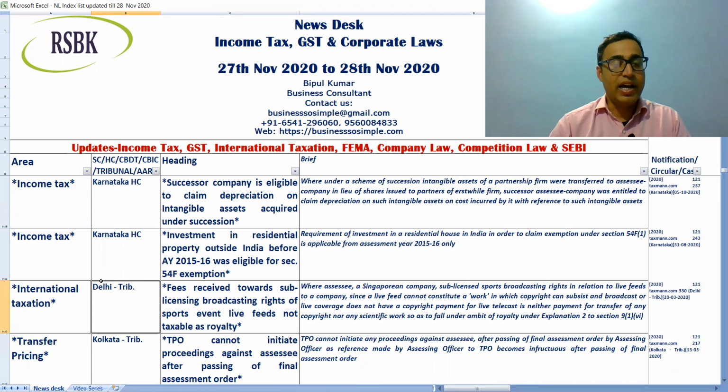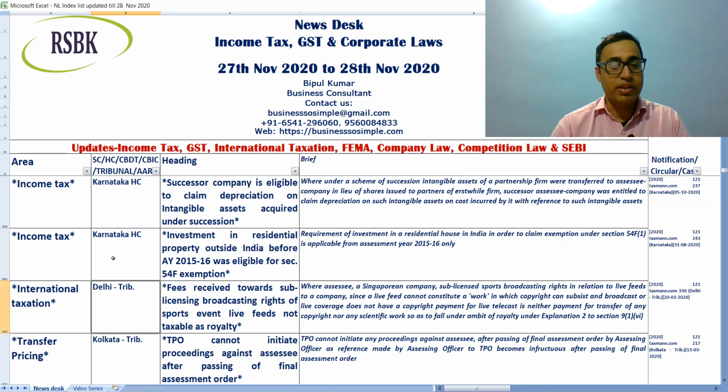Next case, Karnataka High Court. Investment in residential property outside India before assessment year 2015-16 was eligible for Section 54F exemption. The requirement of investment in a residential house in India in order to claim exemption under Section 54F(1) is applicable from assessment year 2015-16 only.